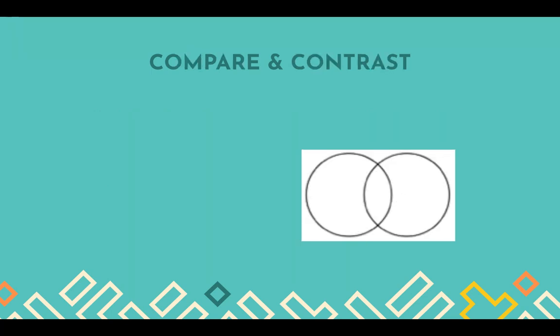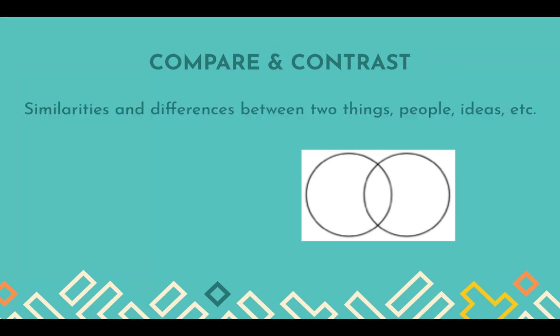Now we have compare and contrast. The visual you have here is a Venn diagram. I'm sure you're familiar with these. In the center, it talks about the similarities between two things, and on the outside, it talks about their differences. And that's basically what compare and contrast is, the similarities and differences between two things, people, ideas, etc., just depending on what it is that the author is comparing.